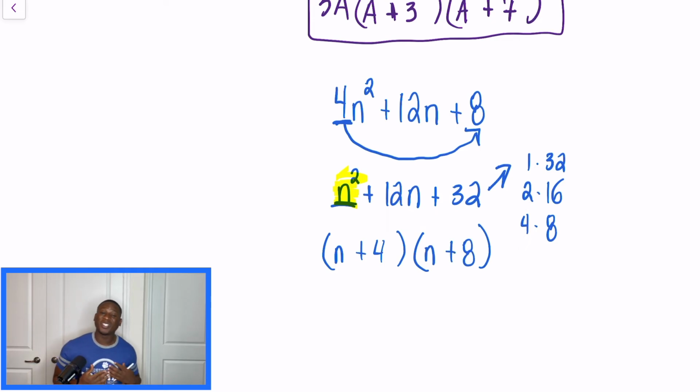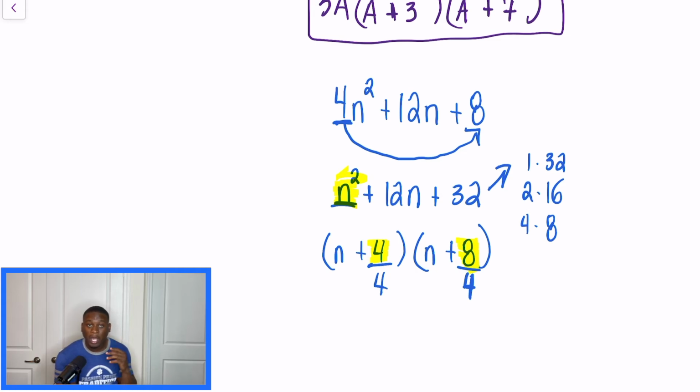But now the very tricky part with this type of factoring, guys, is we now have to go back and divide by the same number we multiplied by, which is 4, right? So we multiply by 4 at first. Now we need to divide our factors. We need to divide our factors by 4. So we're going to put this over 4, put 8 over 4. And this is the very important part.